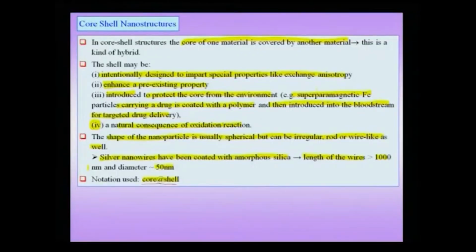In this case, why we need superparamagnetic iron is because the magnetic field is used for transporting the particles to near the region which has been damaged, and we want to transport the drug to that region, and therefore we are using superparamagnetic iron. And we will of course later on see what is superparamagnetic iron and how the superparamagnetic property comes in iron.